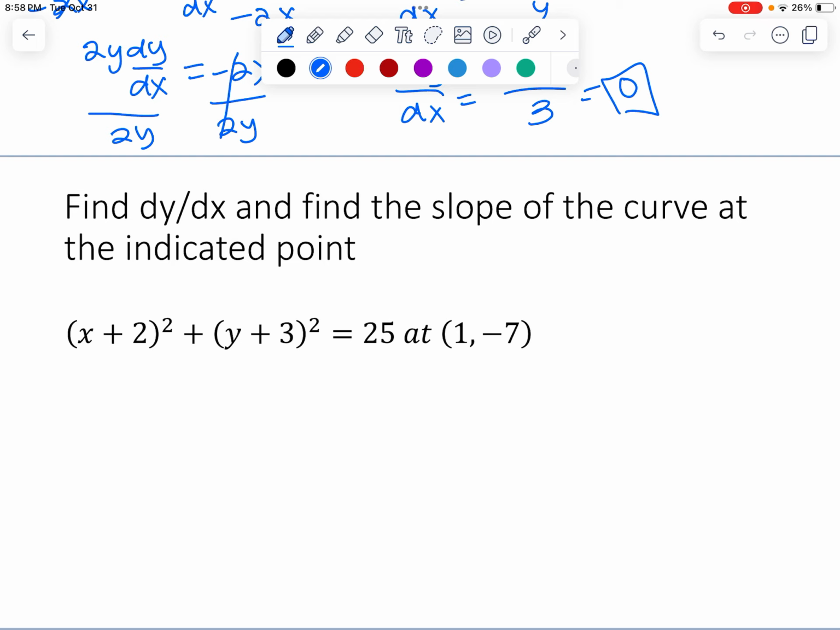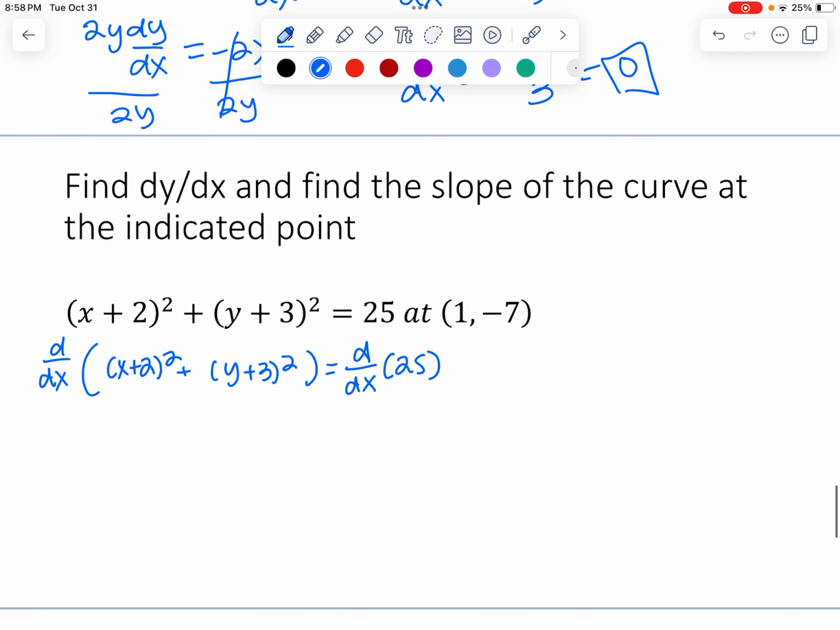So this one says find the slope of the curve at the indicated point. So I'm going to start by finding the derivative of both sides with respect to x. This is the last one we're doing, and then you're free. And none will be as hard as that really hard one that we did. Okay, so let's start by finding the derivative. So I have to use the chain rule here because there's an inside function and an outside function. So the derivative of this is 2 times x plus 2 to the 1 power, and then the derivative of the inside is 1. So yes, you have to use the chain rule, but it really doesn't do anything because the derivative of the inside is 1.